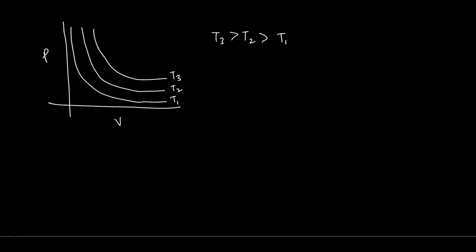Now let's move further. If we take P is equal to K by V, and we need to plot the graph, P is equal to 1 by V. So would it be a straight line?